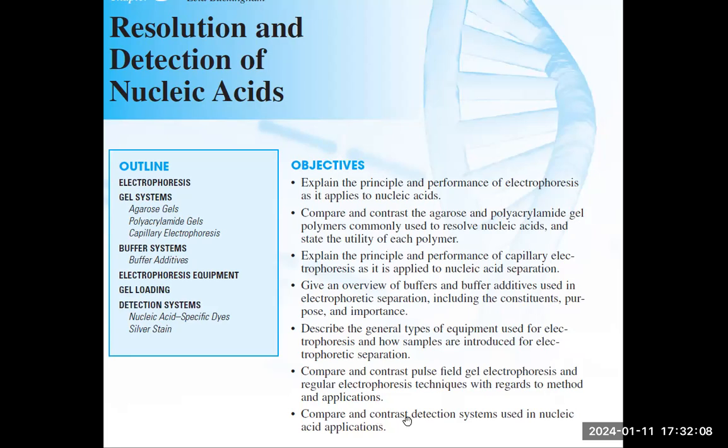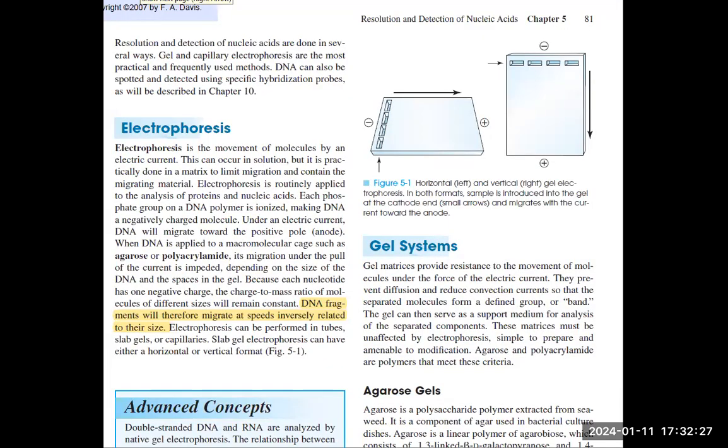And we also have compare and contrast detection systems, because after resolution, we need to detect. And for us to be able to detect, we must use nucleic acid specific dyes in the form of ethidium bromide, and we have SYBR Green, and we can also use silver stain. So resolution and detection are done in several ways. Like we can use capillary and gel, but the gel format is the most commonly utilized.